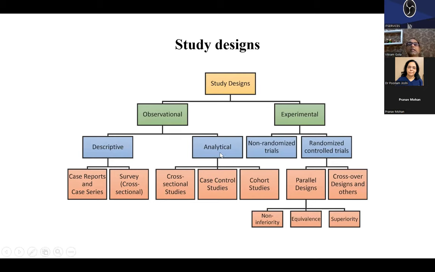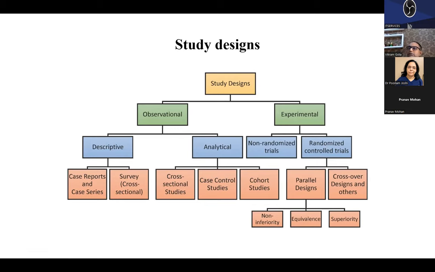On the other hand, analytical studies will help you to come to some kind of conclusion, or inference rather. So they include cross-sectional studies, case control studies, and cohort studies. Among the experimental studies, you have non-randomized trials; some of the phase 2 clinical trials and phase 1 clinical trials are non-randomized in nature. And you have randomized controlled trials.